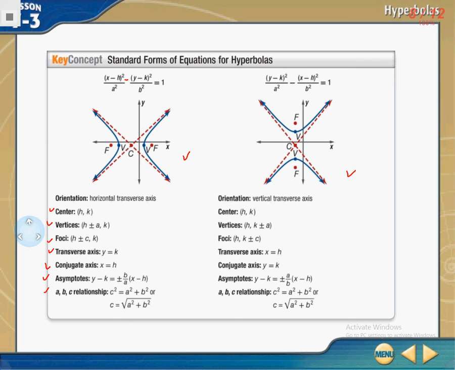Now I want you to notice the differences between the equations. The first one has x minus h at the beginning, and the other has y minus k at the beginning. The number with x is h, the number with y is k. The numbers down here are a squared and b squared, the same in both, no difference. The first number is a, the second number is b. And let's not forget that c squared equals a squared plus b squared, or directly c is the square root of a squared plus b squared.